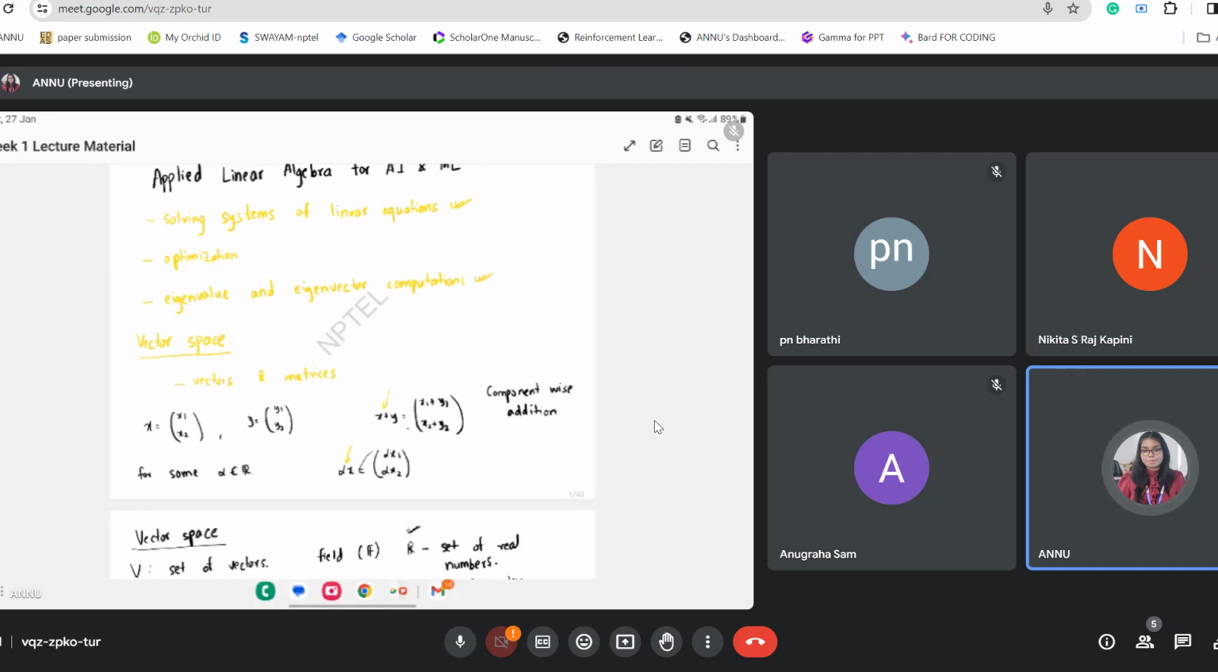Since this is the first class, let me introduce myself. My name is Anu. I'm a PMRF scholar at IIT Hyderabad, and I will be teaching you applied linear algebra for AIML.